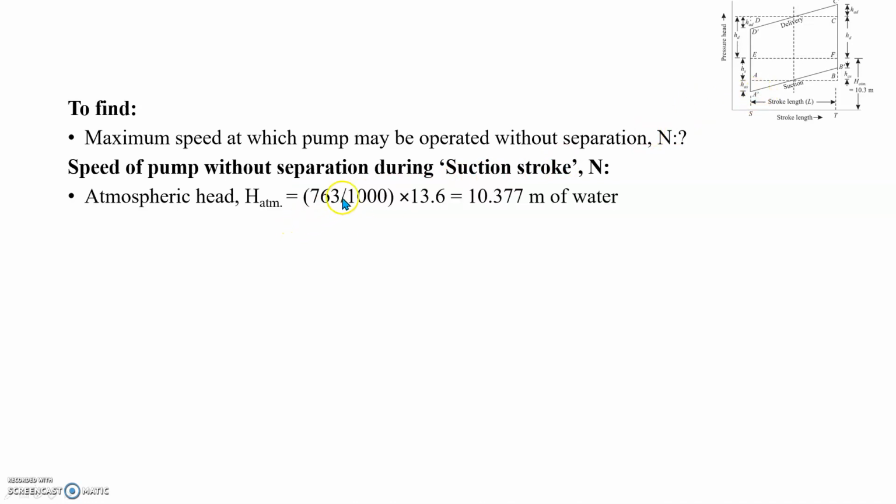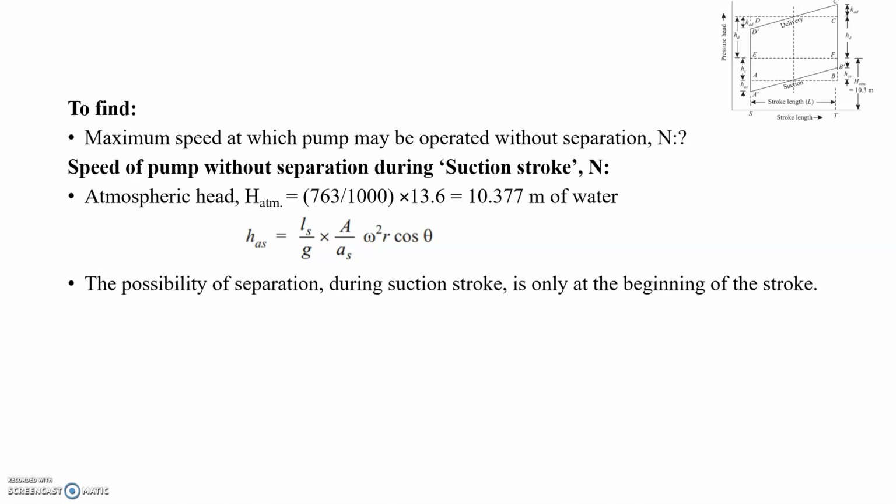Now let's first of all find out speed of pump without separation during suction stroke. Here atmospheric head is given in terms of mm of mercury. So we are converting mm of mercury into meter by dividing it by 1000, and in order to convert into meter of water, we will be multiplying with 13.6. We'll be getting atmospheric head in meter of water. This is the acceleration head in the suction pipe.